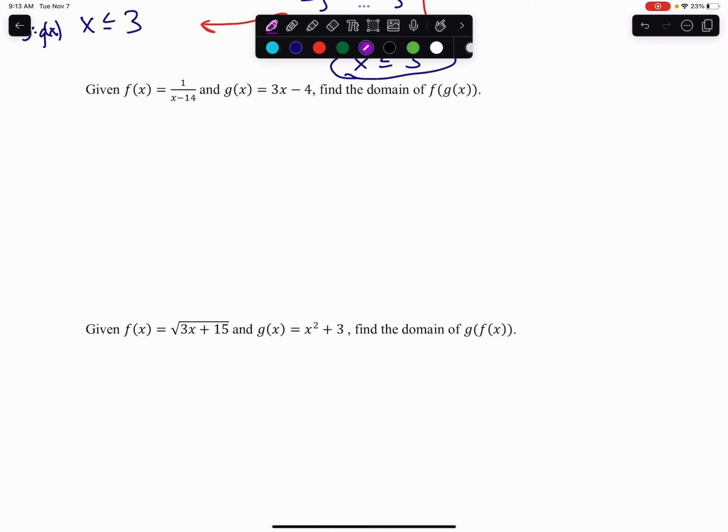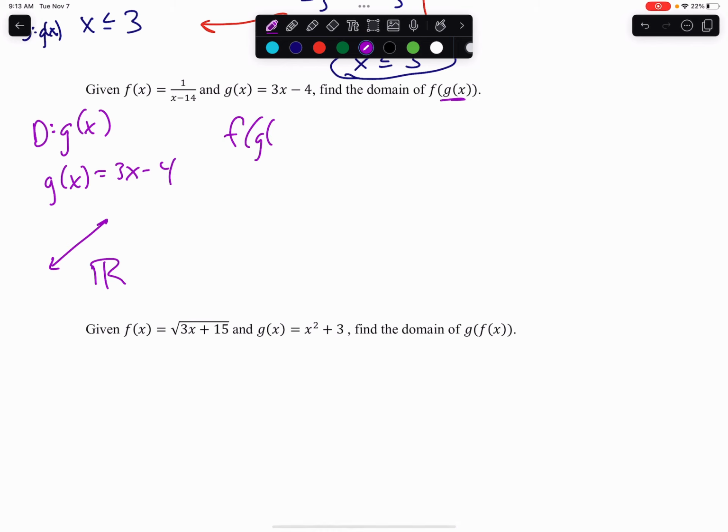So first step, we have to find the domain of the inside first, so the domain of g of x. So g of x is 3x minus 4. That's just going to look something like this. So that domain is all real numbers. Okay, so it's not restricting us at all. Now let's find our composite function f of g of x. So I plug g of x into x in f of x. So that'd be 1 over 3x minus 4 minus 14.